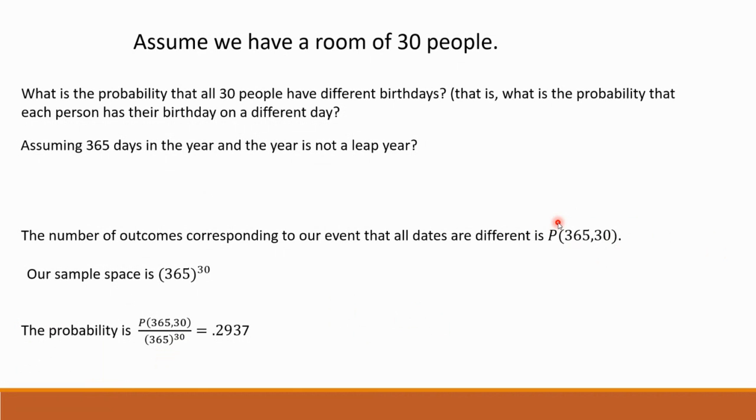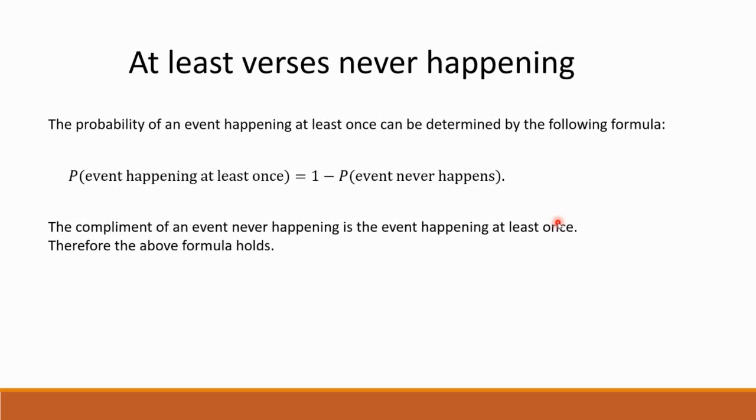Now, the birthday problem actually says: what's the probability that at least 2 people will have the same birthday? So it's not quite the same thing as this. In other words, what's the probability that at least one birthday is shared? So at least 2 people are going to have the same birthday. To get to that from here, which we can do, we need this.